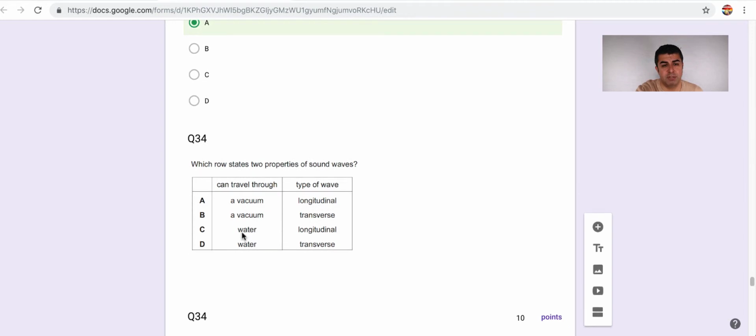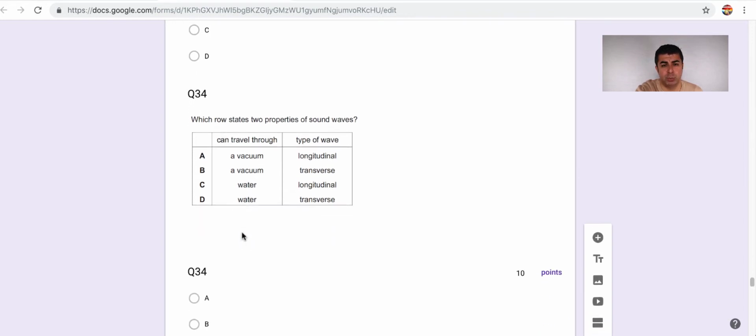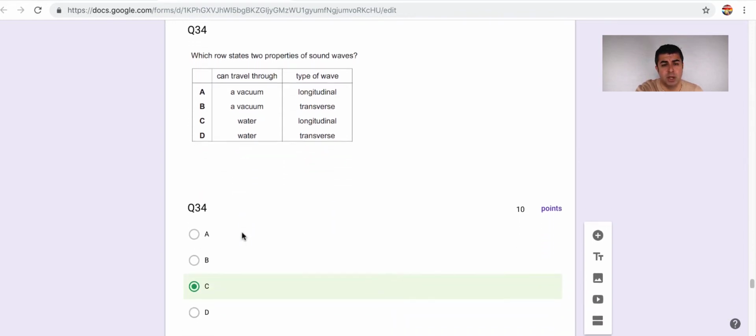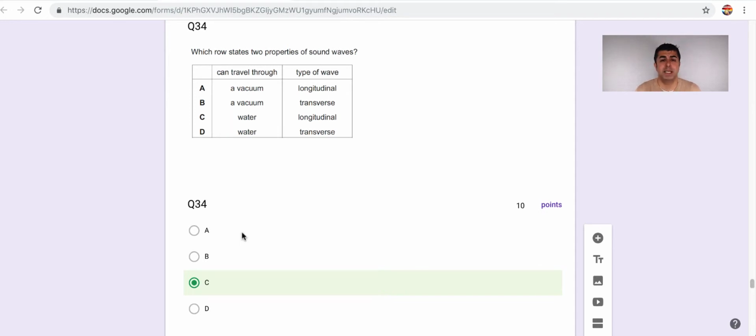Question number 34. Which row states 2 properties of sound waves? Well, yes, they can travel through a medium, which is a solid, liquid or gas. In this case, A and B are ruled out because sound cannot travel through a vacuum. And sound waves are longitudinal waves, so the answer is C. Sound waves are not transverse, so the answer cannot be D.